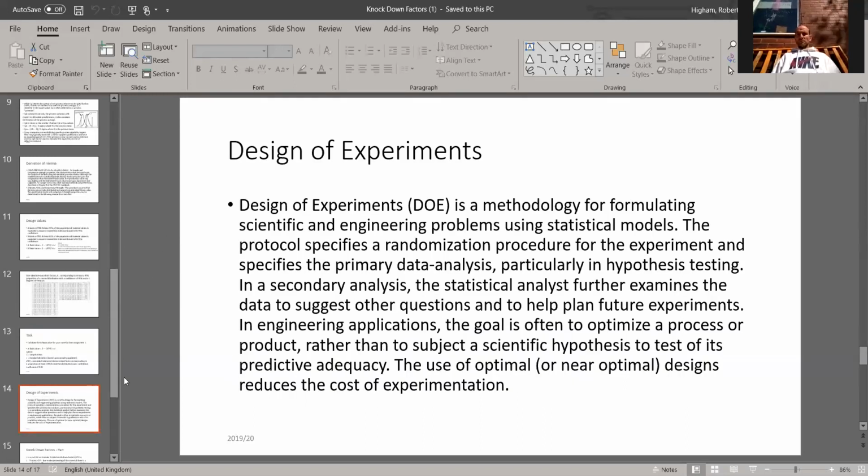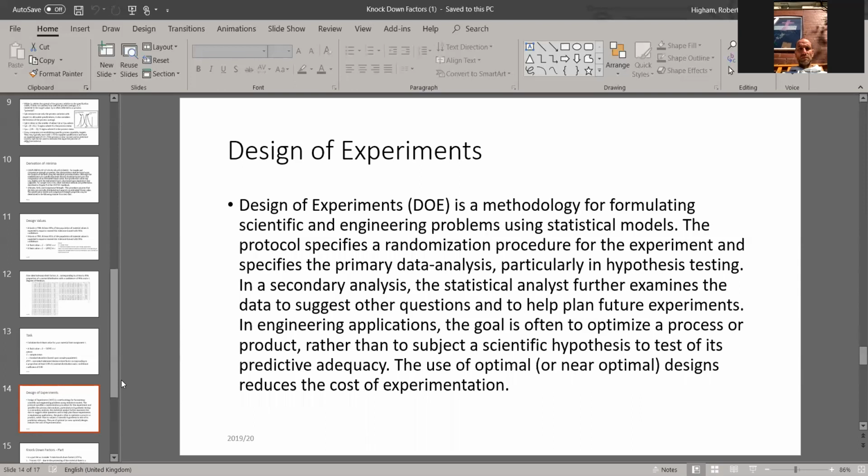Final bit then before I have a little minute and just check if everyone's okay. So design of experiments. This is quite an interesting method in which predictions are made on data. When we're making predictions, we can normally only make them quite simply for a single point. So we can predict the next ultimate tensile strength of a mechanical test.